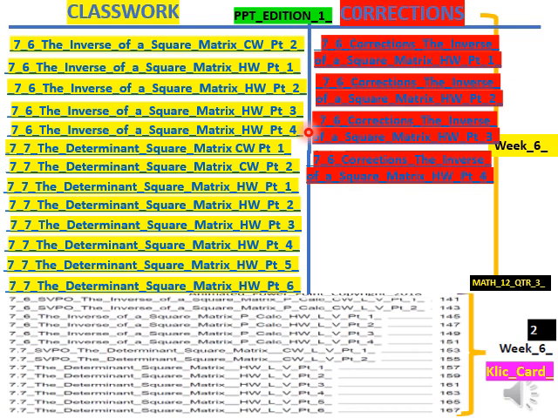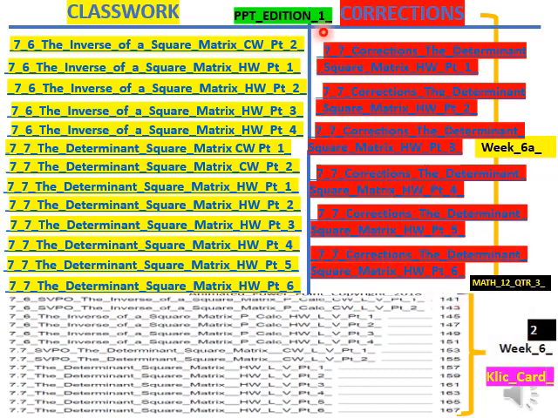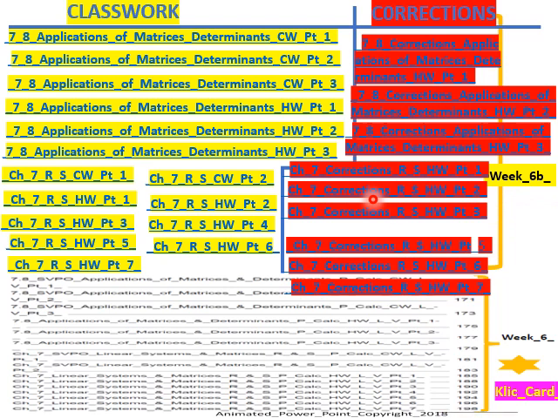And again, PowerPoint version here. And then we go into our week 6A here. So these are 7.7 corrections, your homework corrections for 7.7 for square matrices, the determinant of a square matrix. And let's go into here to week 6B.